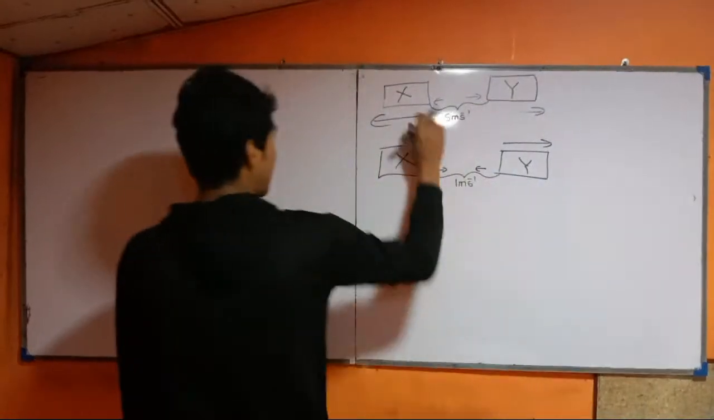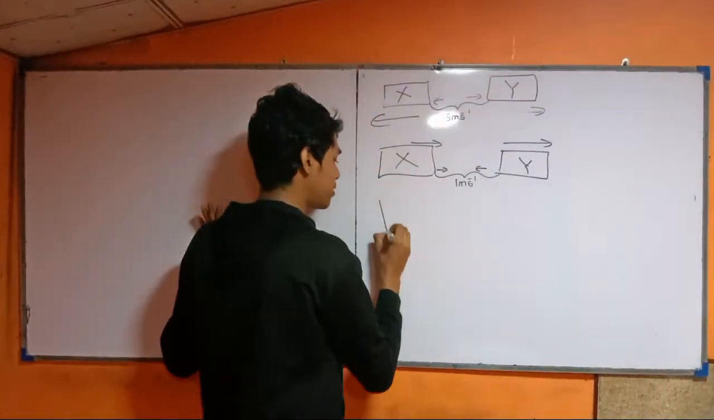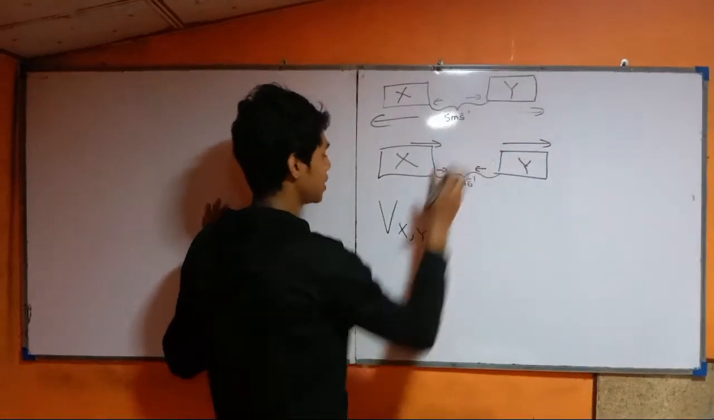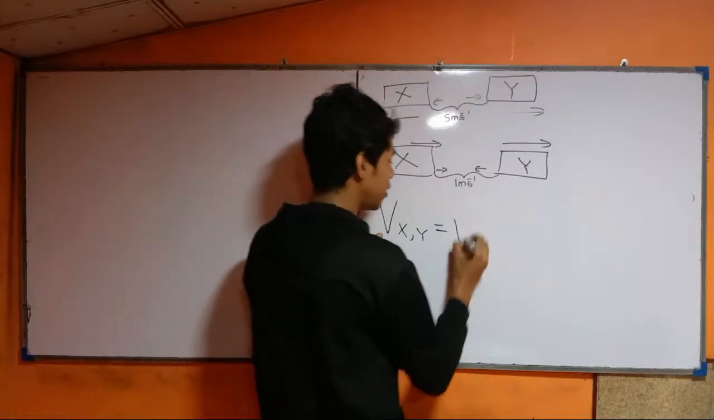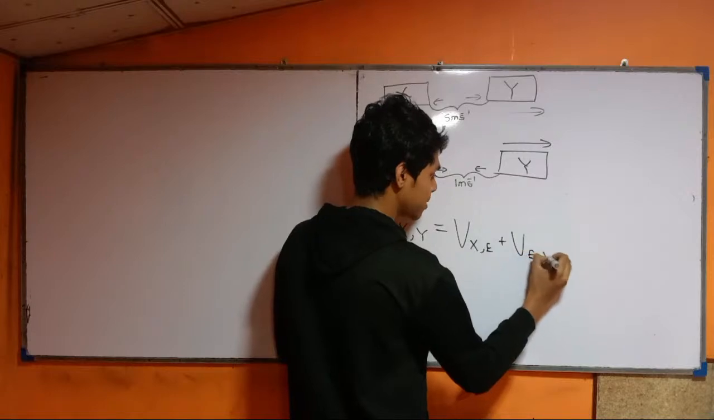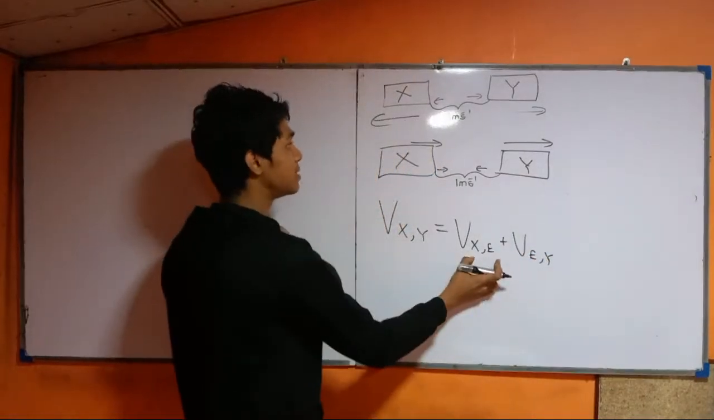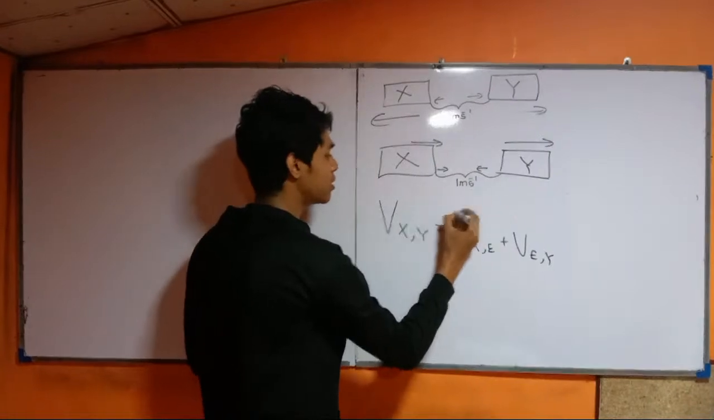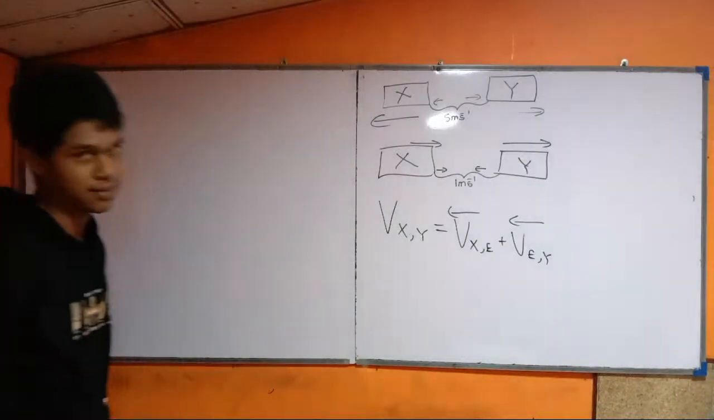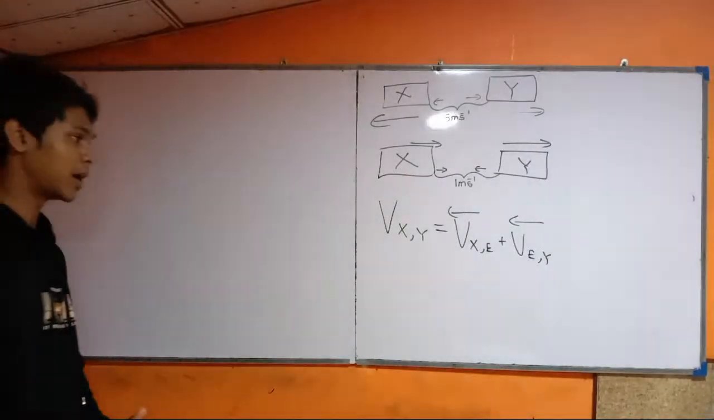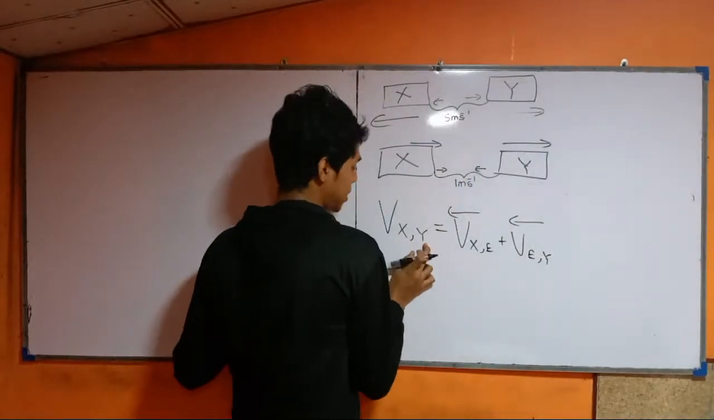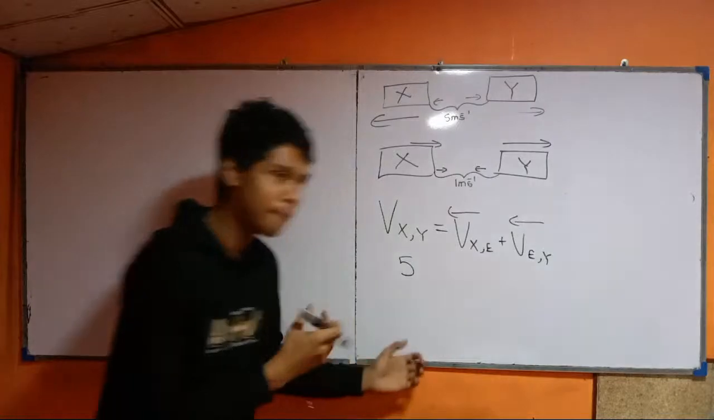I will write this relationship. Velocity of x with respect to y in this situation is going to be equal to velocity of x with respect to earth plus velocity of earth with respect to y. Mark the directions. So x with respect to earth is going to be this direction, and earth with respect to y is going to be again this direction. We have done these things. Now you know the velocity of x with respect to y is going to be 5. Why? The gap is increasing.